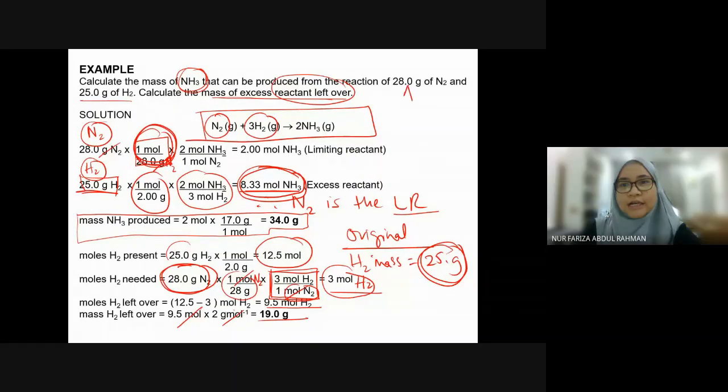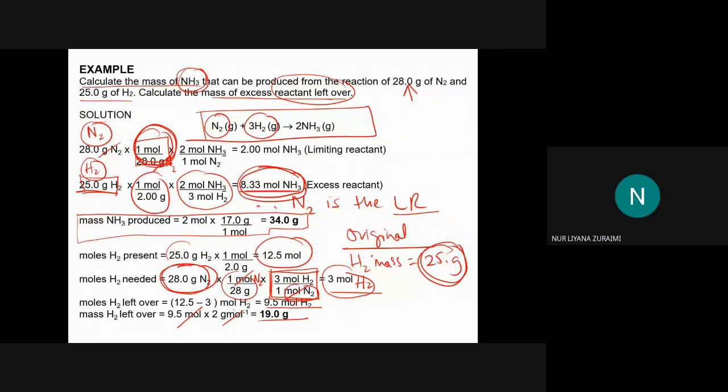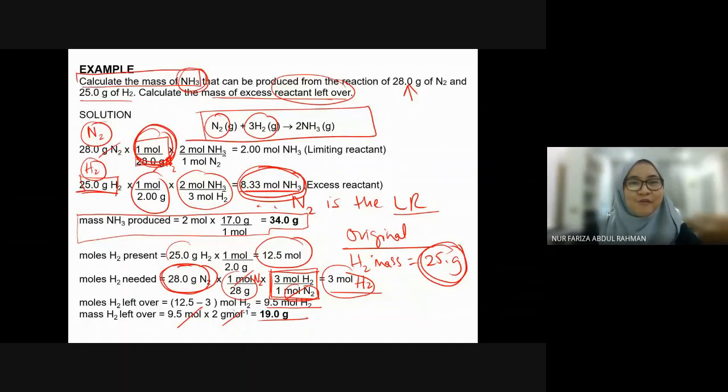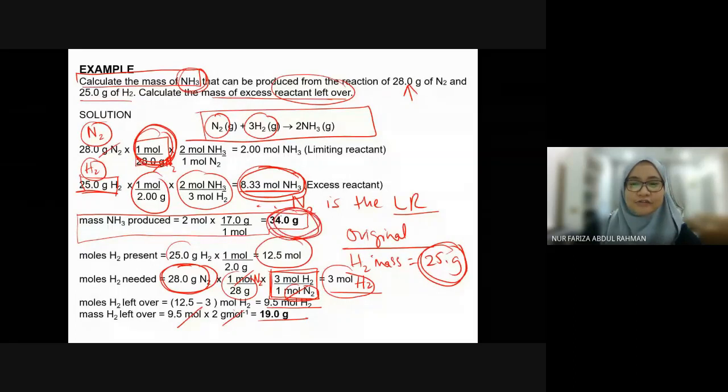Does the question ask for it? It doesn't, right? Where is it? Oh, here it is. Oh, okay, sorry. Calculate the mass of ammonia. It does ask for it, so we have to give it. So you should include the mass of ammonia. Any other question?